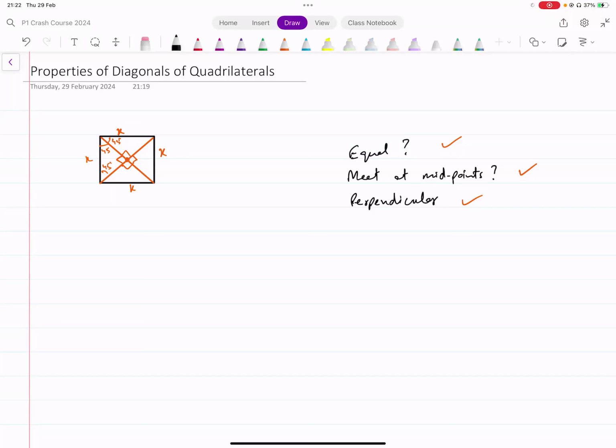So if you had A, B, C, D as the four vertices, you would say AC is the perpendicular bisector of BD and BD is the perpendicular bisector of AC. They are perpendicular bisectors of each other. Perpendicular bisector, what is that? A perpendicular bisector is a line that passes through the midpoint of a line and is also perpendicular to that line. That's what a perpendicular bisector means. The diagonals of a square are perpendicular bisectors.